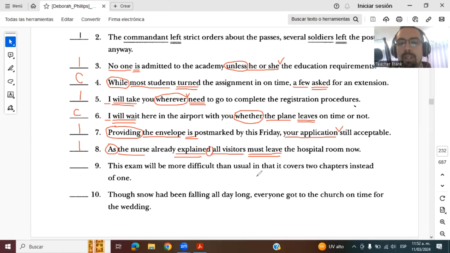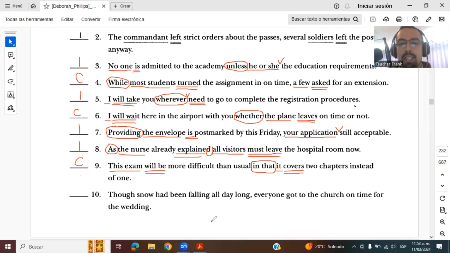Okay, let's look at number 9. This exam will be more difficult than usual in that it covers 2 chapters instead of 1, okay? Will be, who or what will be? The exam, this exam. In that, we already know that's a connector. And we usually have the subject after, right? Covers, or the clause after it. Covers is the verb. Who or what covers? It. We have all the elements, so this one is correct, right? I'm just checking if we have a contrast connector in the middle anywhere, like in that, but no, I think we're good. That's just giving the reason, right? So yes, number 9 is correct.